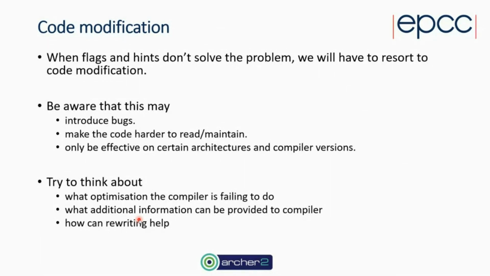So we use the compiler, we try and use the flags, so turn up the optimization, turn on specific optimizations, and then pass in hints from the code to the compiler, things like pragmas and preprocessing directives, which say you can unroll this loop, inline this bit of code.